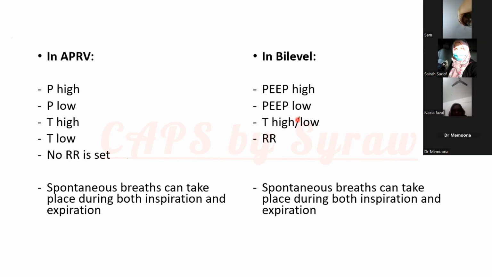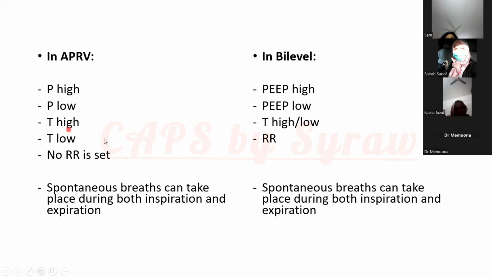In APRV, you will have to set a P high, P low, time high, time low. T high means inspiratory time, T low means expiratory time. We do not set a respiratory rate in this. However, all these settings are similar, but the terminology is different in bi-level. In bi-level, you set a PEEP high, this is higher pressure, this is lower pressure. And instead of setting both T high and T low, you can only set a single reading from this, either T high or T low. That means you can set a time either for inspiration or just for expiration. And then you have to set a rate.